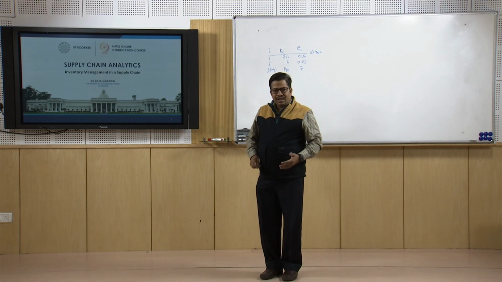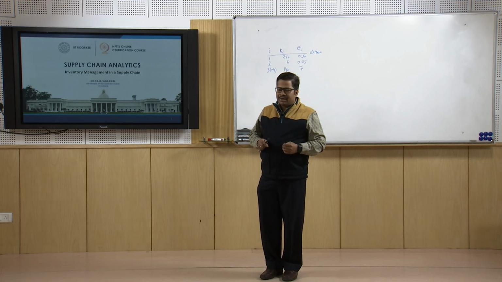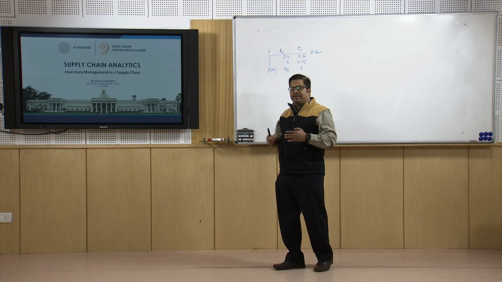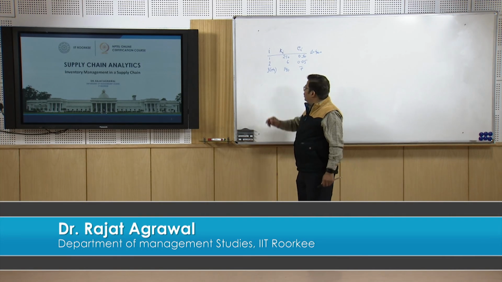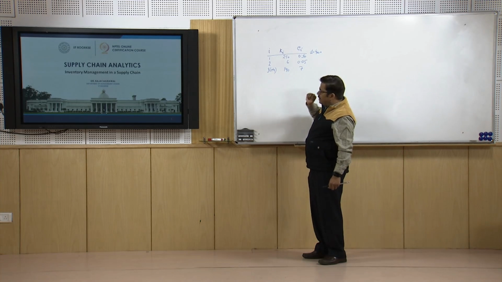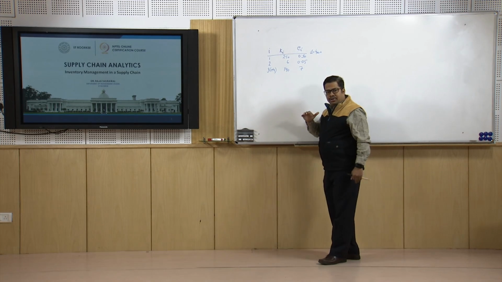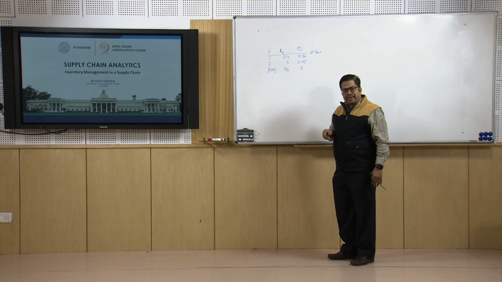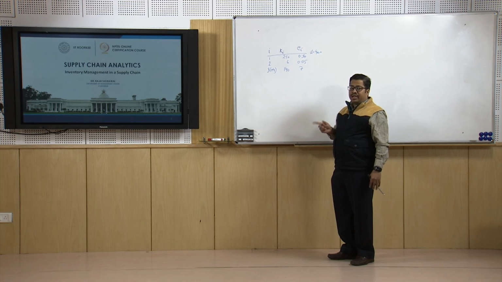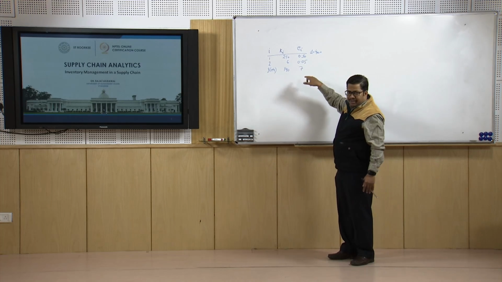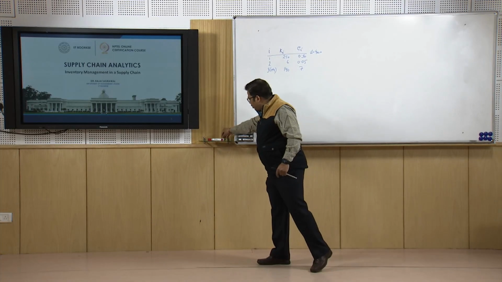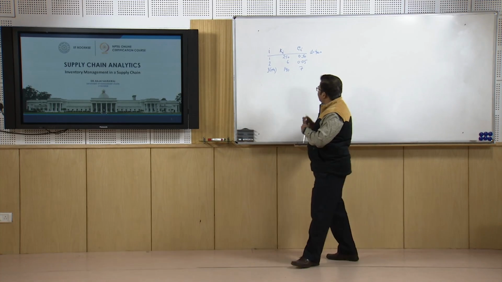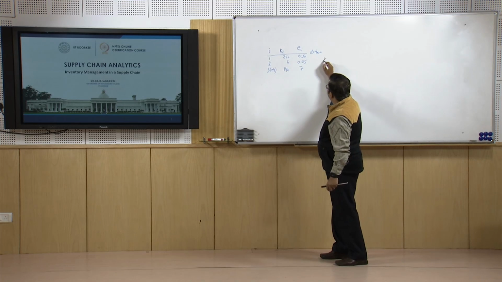So, welcome back. In our last session, we were discussing multi-echelon inventory management, and we discussed a problem where we have 4 installations in our supply chain, and we have the cost of setup for each of those installations. We have the cost of holding at each of these installations, and then we discussed the concept of echelon holding cost, and this table we prepared in the last session, and we also discussed the important ratio for that purpose. That ratio is K upon E.